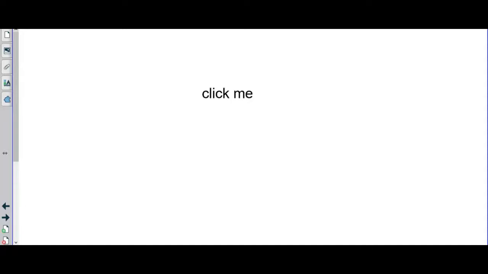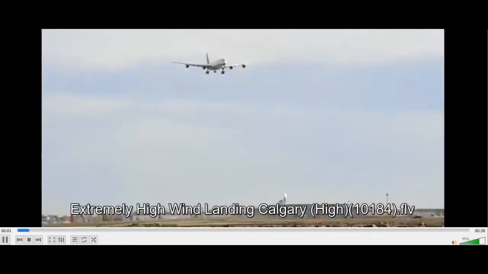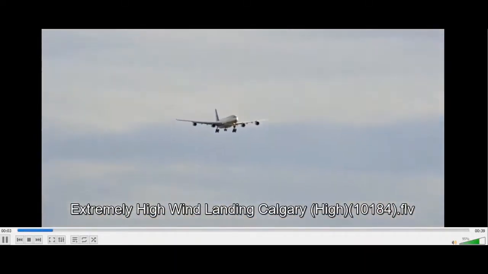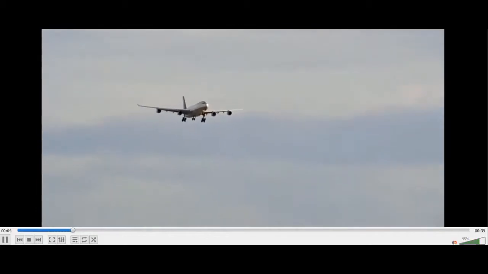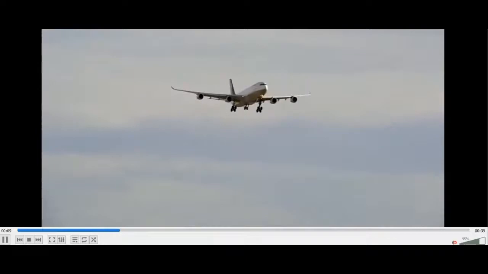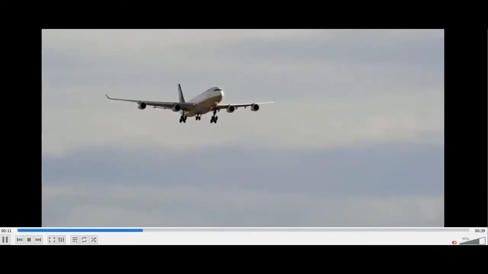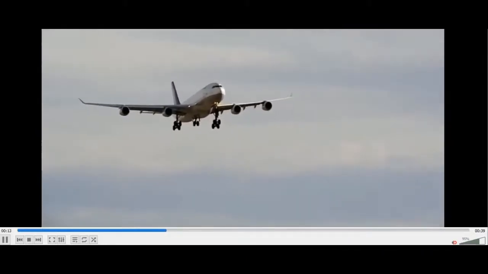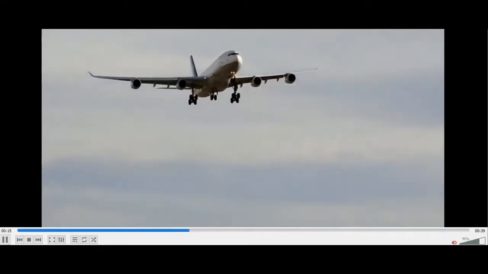A friend of mine took this video near the Calgary airport. I'm going to mute the sound because I think you get the idea. It's windy, so you just hear the wind. When you look at the plane now, you don't really notice too much. The plane is just getting ready for a landing.